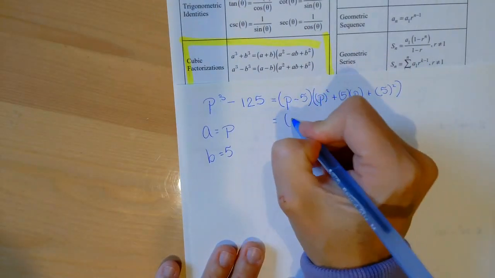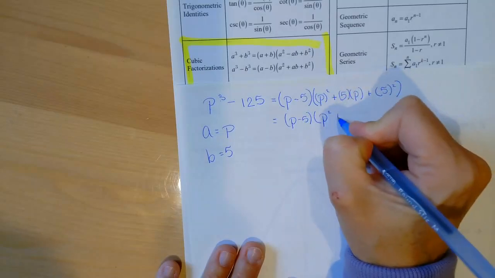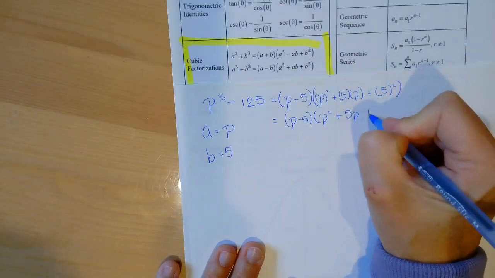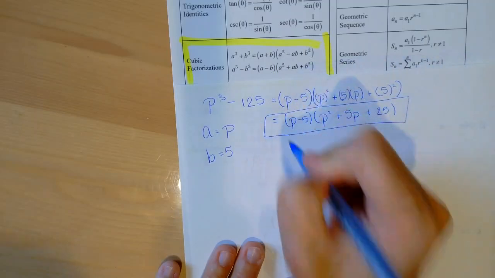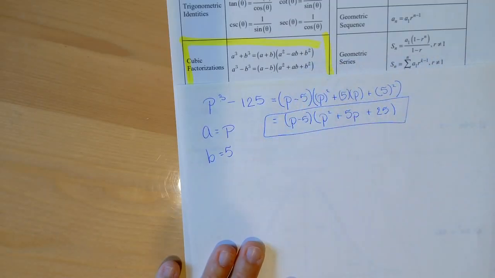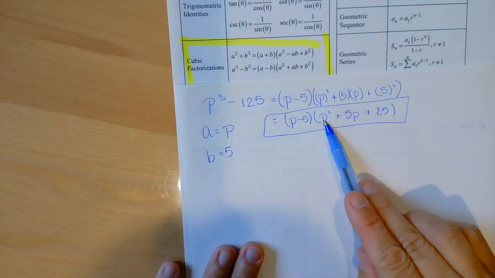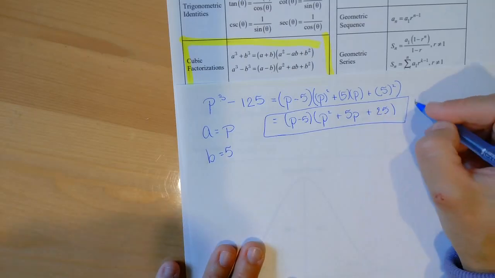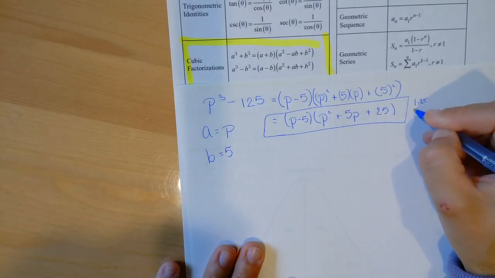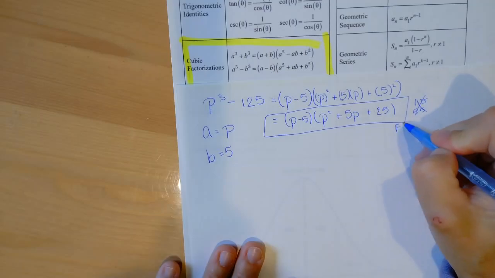So I'm going to say that's p minus 5. This is just p squared plus 5p plus 25. Okay. Now I can see if this trinomial can get factored. Let's see. I have to multiply to 25 and add to 5. Well, my only multiples of 25 are 1 and 25. My multiples will also be 5 and 5. Neither of those can add to a 5, so this is factored completely.